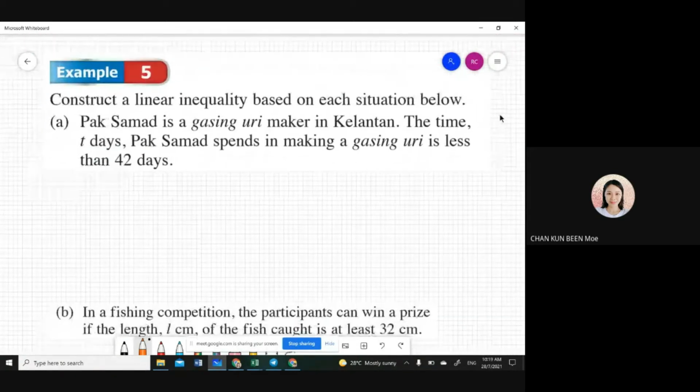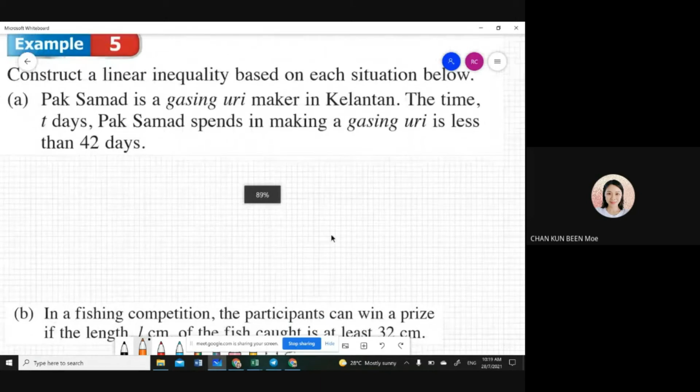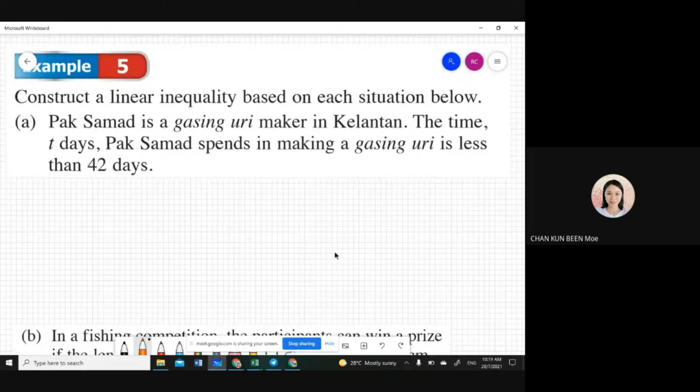The first one, construct a linear inequality based on each situation below. Pak Samad is a gasing uri maker in Kelantan. The time T days Pak Samad spends in making a gasing uri is less than 42 days. So this one is very simple. When they ask you to construct a linear inequality, you just have to use less than, greater than, less than or equal to, greater than or equal to.